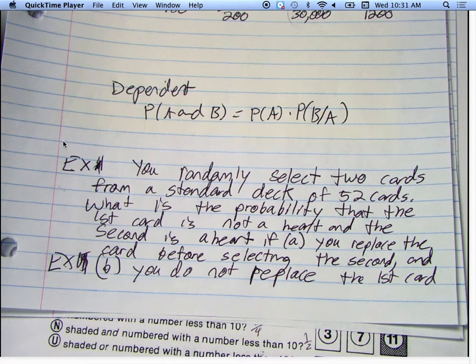Okay? So our first example. You randomly select 2 cards from a standard deck of 52 cards. What is the probability that the first card is not a heart and the second card is a heart? And we're going to do this 2 ways, independent and dependent. A, you replace the card before selecting the second. And B, you do not replace the first card. So you're going to have 2 answers. Do you think they're going to be different or the same?